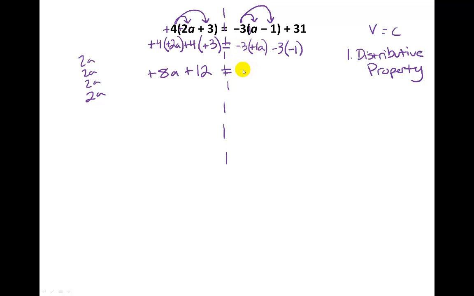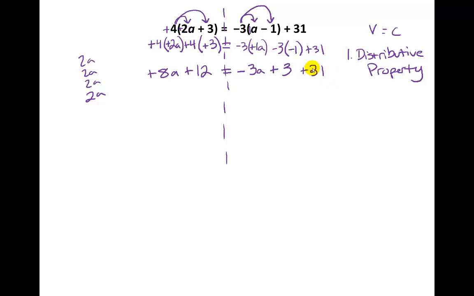Negative times a positive is a negative. I have an a, or 1a, 3 times. So that's 3 times 1a is 3a. Negative times a negative is a positive. 3 times 1 is 3. I'm not multiplying my negative 3 by this 31 because this positive 31 is not in the parentheses. It's an extra term. I am not focused on it when I'm dealing with the distributive property, so I'm just going to bring it down.